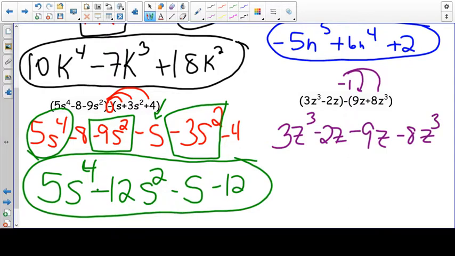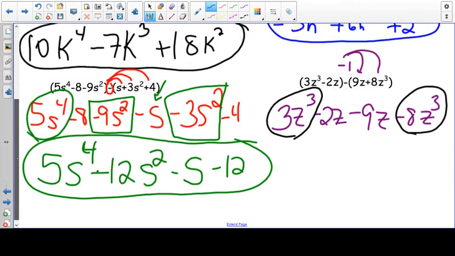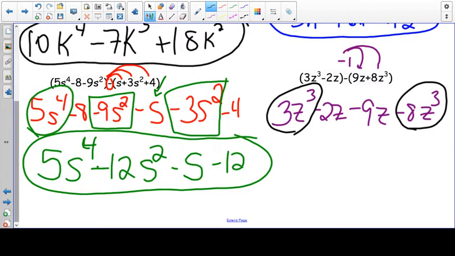I need to look for the same numbers. So I have my biggest exponent of 3 and another big exponent of 3. So I have 3 minus 8, which gives me negative 5. Then I have negative 2 minus 9, which gives me negative 11.